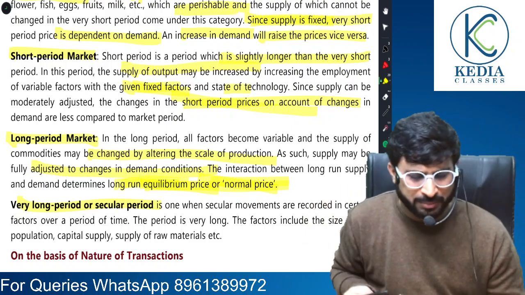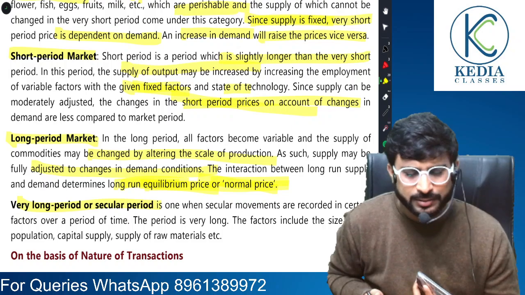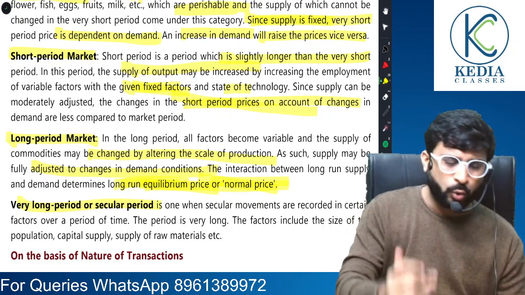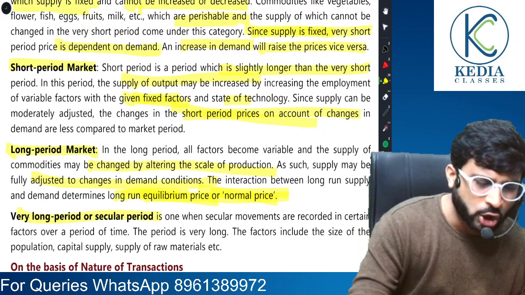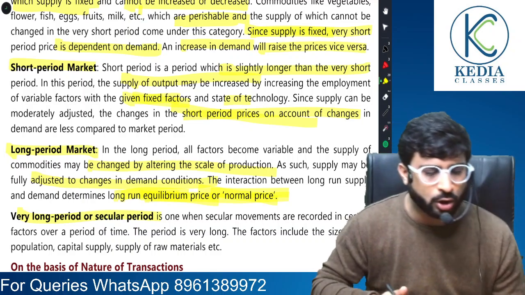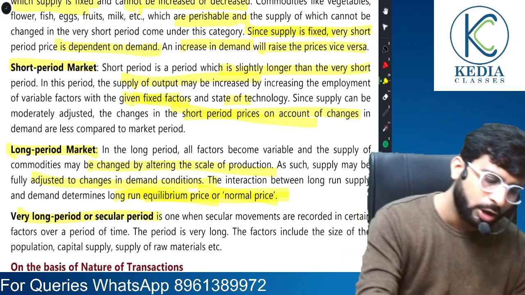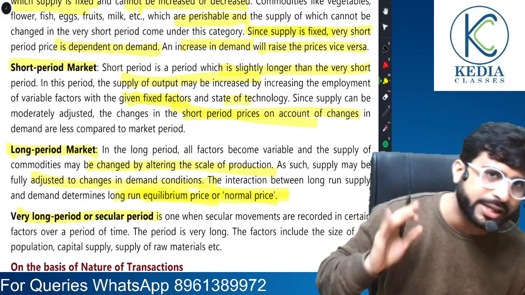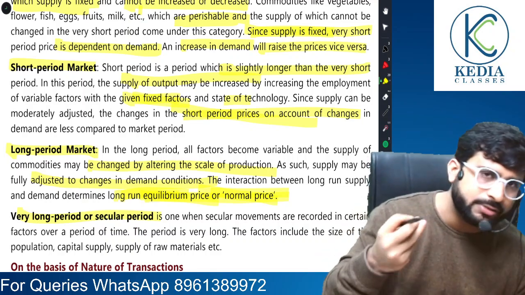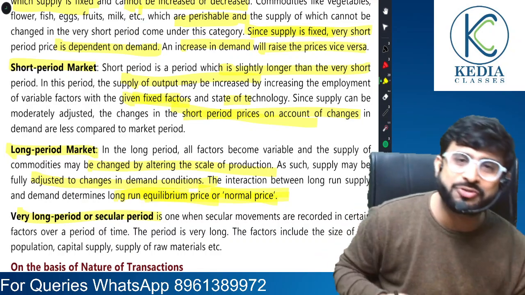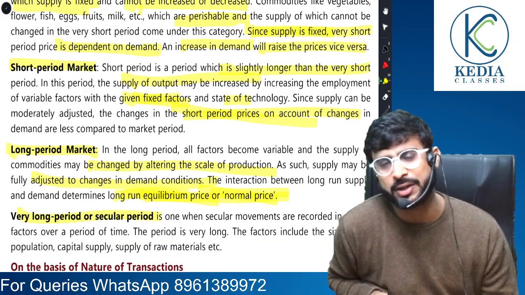Okay. But then, sir, what is very long period? In very short period, you said supply cannot be changed at all. In short period, you said supply can be changed to some extent. In long period, you said supply can change by any quantity, whatever the demand we can fulfill. But then, sir, what is very long period slash secular period?